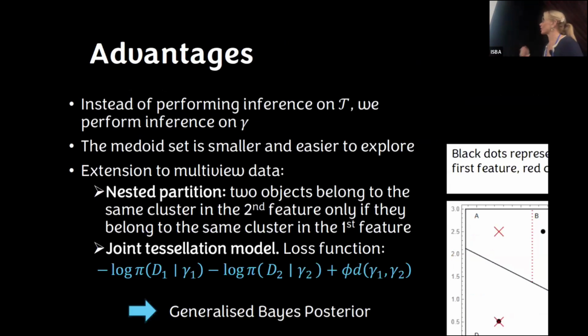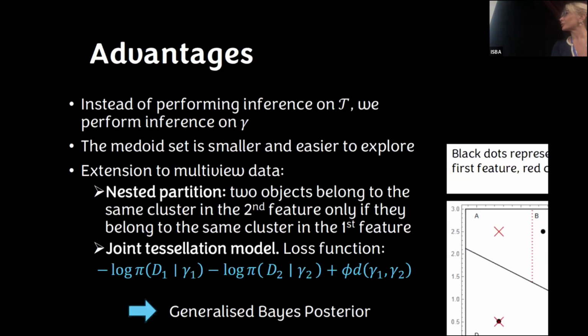Once you have this construction, which is very fast, you can actually do whatever you want. You can model some of the features in multiview data using distance-based clustering. You can model all your features with distance-based clustering. Basically, you can do really anything you like. Even if you do distance-based clustering of your views, you can do nested partitions, like an enriched version of these things. Or you can do a joint tessellation model, so you allow for more flexibility. In that case, you can specify a loss function that incorporates both the partition on one view and the partition on the other view. Then you end up in the setup of a generalized Bayes posterior.